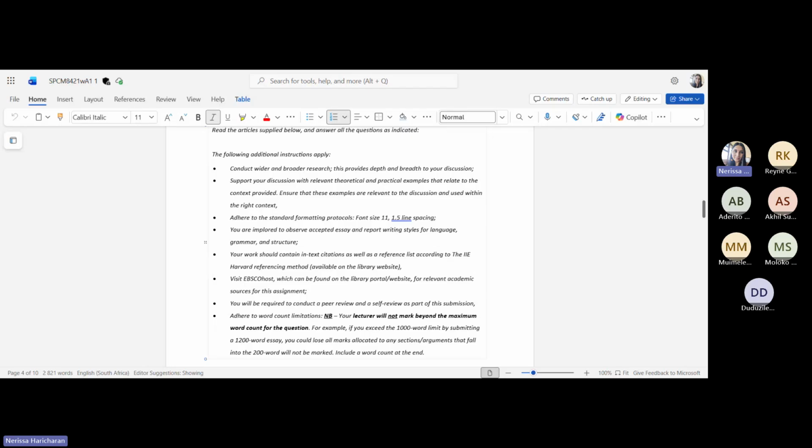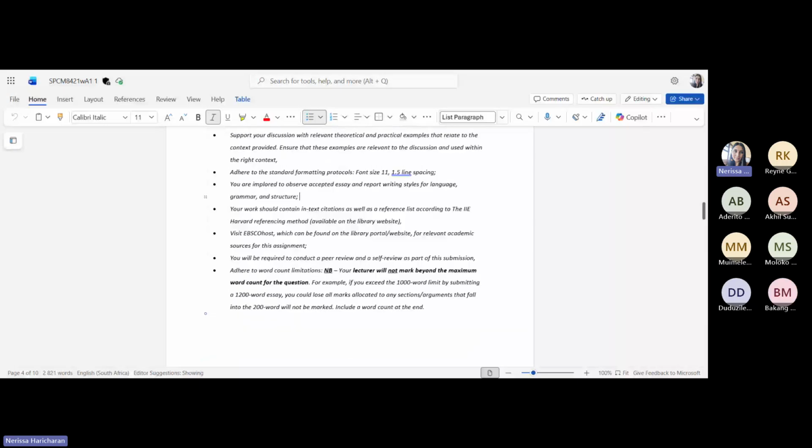I'm happy to share an assignment template that I used last year. It's from the faculty, but we didn't get a new one for 2026. So I'll share the 2025 one with you this afternoon, so you can already start getting accustomed to it, but adhere to some of the formatting protocols, like font size 11, 1.5 spacing, pick one specific font type, and stick to that throughout your entire assignment. Structure, grammar, language, all of that is very important.